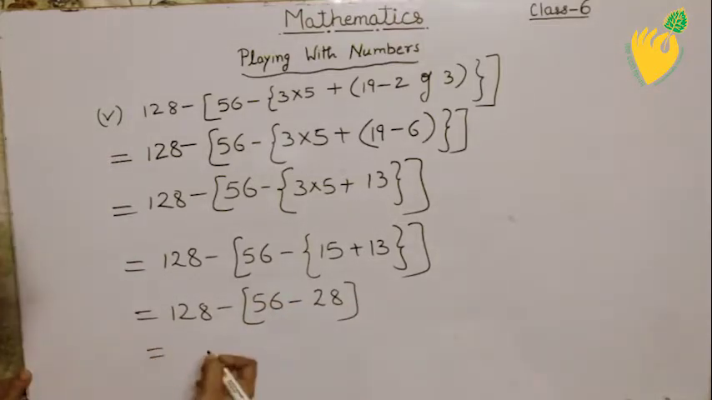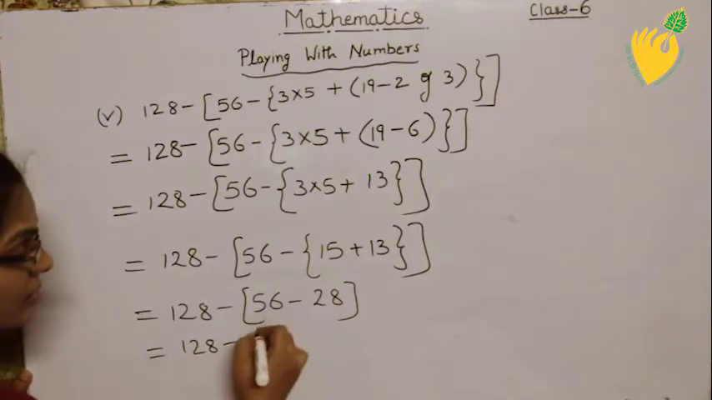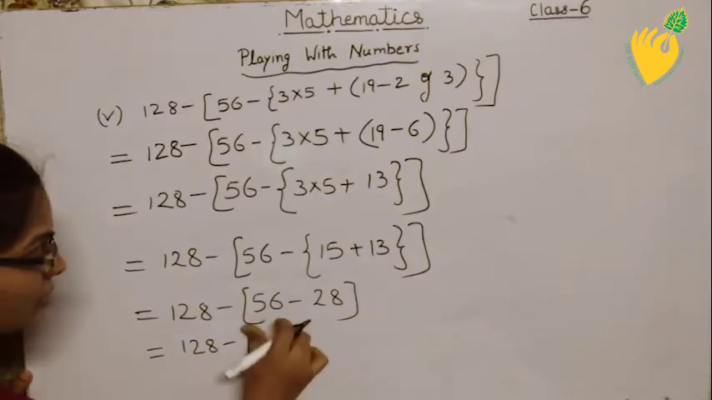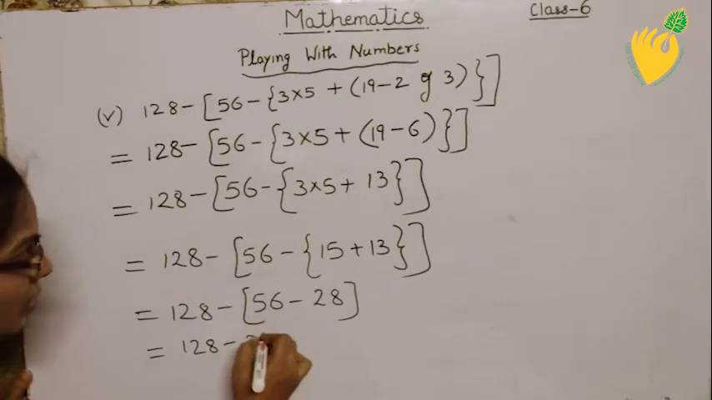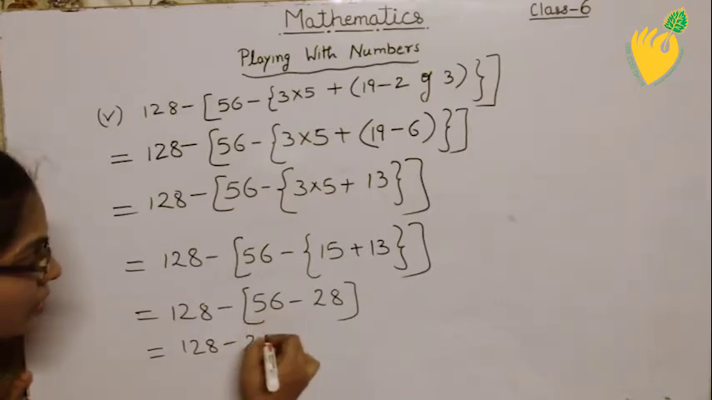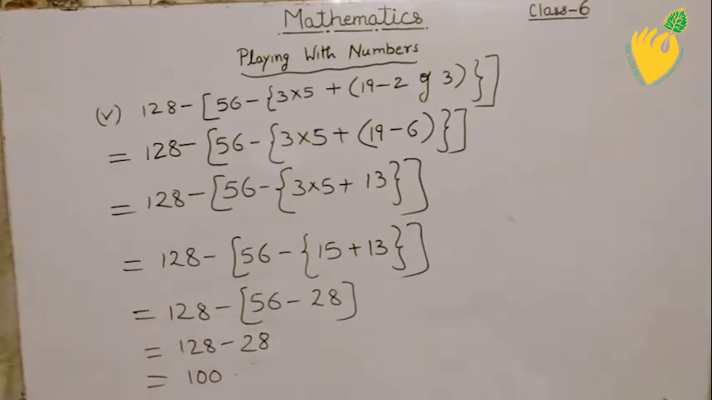See how the brackets are removed. Now students, 56 minus 28 is 28. 128 minus 28 is 100.